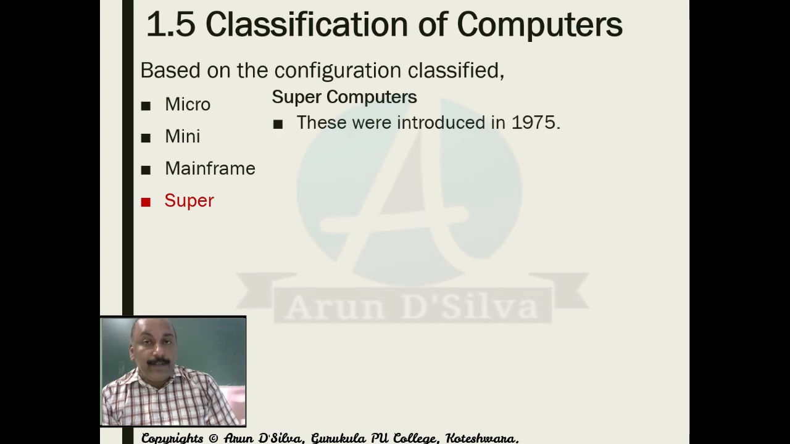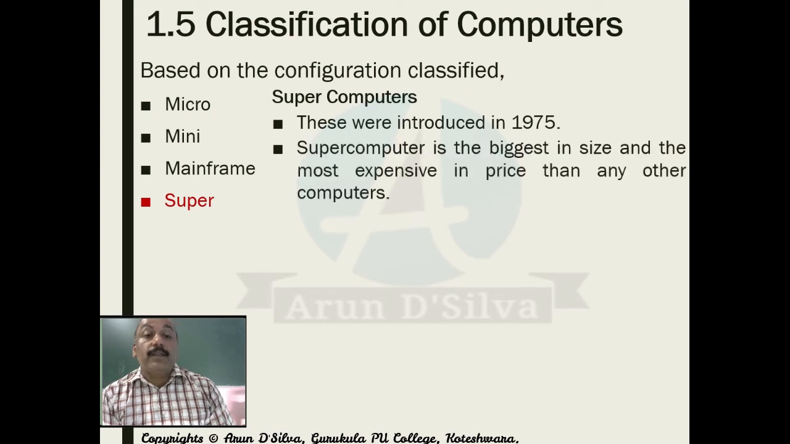The word super itself gives an idea. It is used for highly demanding usage or research purposes. And this was introduced in 1975. Okay, a supercomputer is the biggest in size and the most expensive in price than any other computer. So a heavy investment is required. You and I cannot afford a supercomputer.